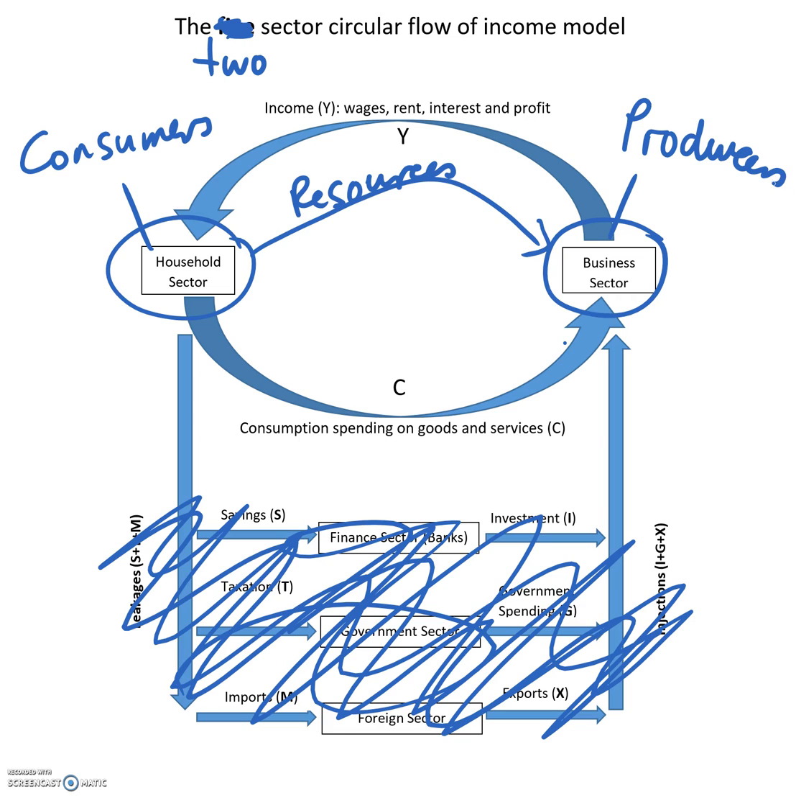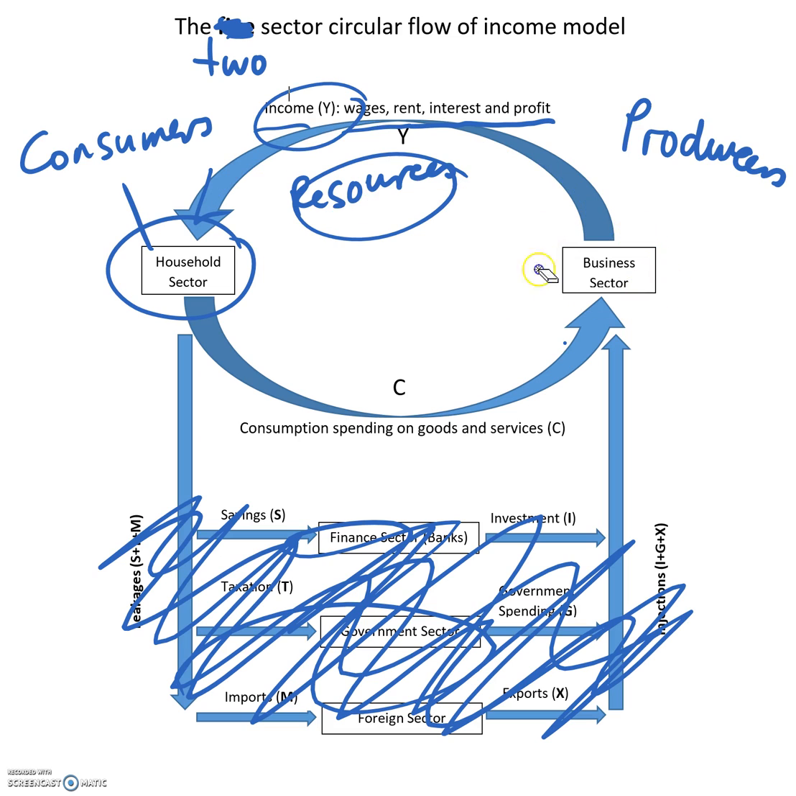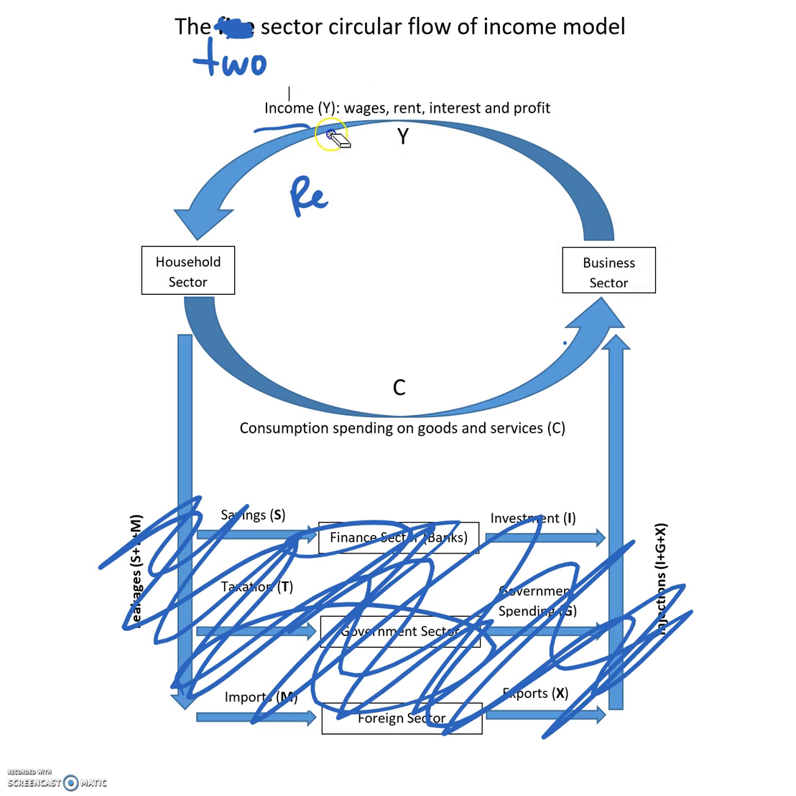So anyway, this land, labour, capital and enterprise that's flowing from the consumers to the business sector has to be paid for, and that is income. And income is a collective term for wages, rent, interest and profit. Now, because the value of the resources is represented by the income, we can simplify this by just representing the flow of money rather than the flow of actual things. And this flow of income is abbreviated by the symbol capital Y.